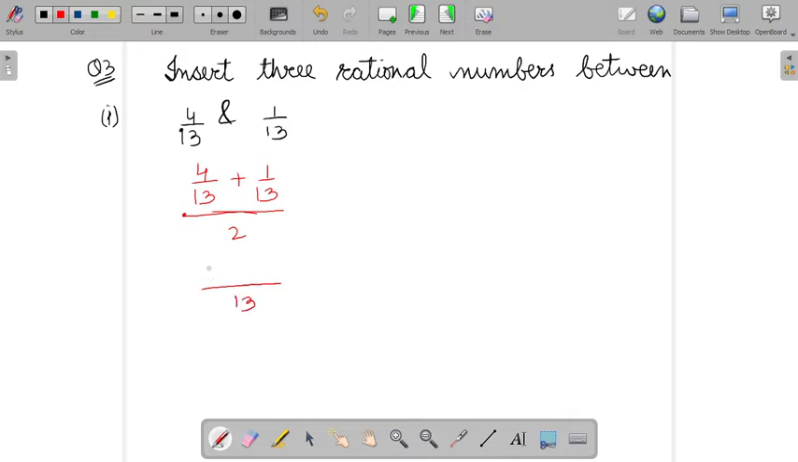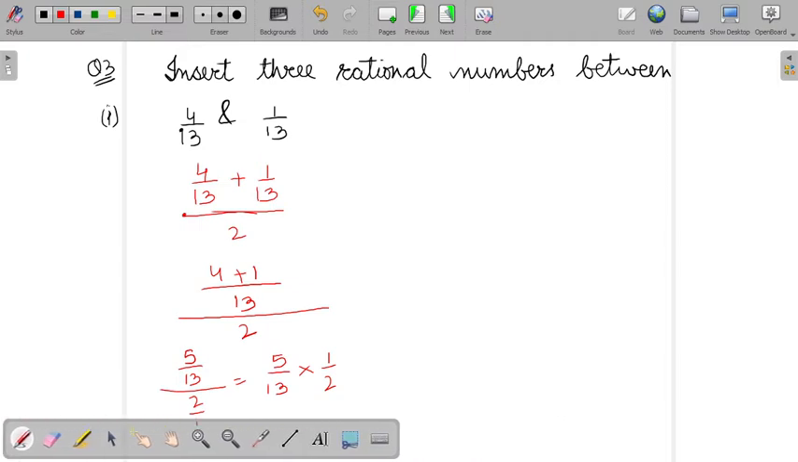13 is the LCM, so (4 plus 1) upon 13 and the whole upon 2. So it would be 5 upon 13 and the whole upon 2. This 2 can be written as 2 by 1. If you solve it further, 5 by 13 and it will become the reciprocal, you know it very well, 1 by 2. So the answer would be 5 by 26. 5 by 26 will be the first rational number.